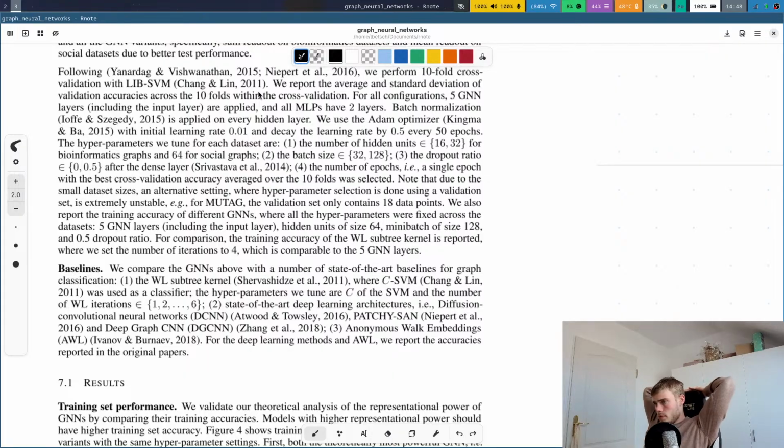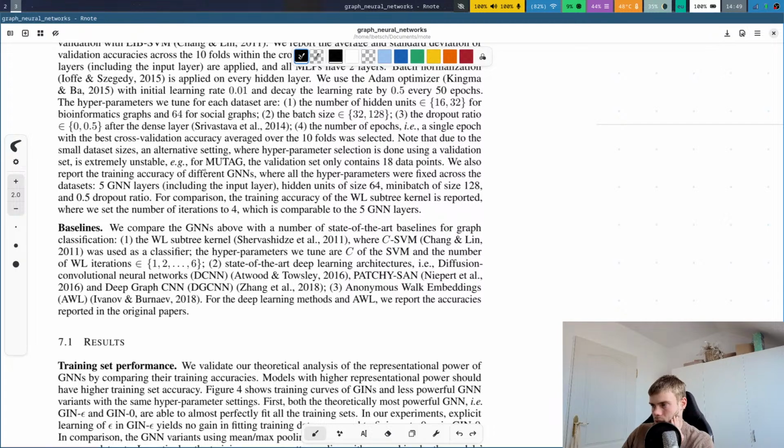Example given from MUTAG, the validation set only contains 18 data points. Yeah, of course. If your validation set only has 18 data points, of course your early stopping or whatever is very unstable. We also report the training accuracy of different GNNs, where all the hyperparameters were fixed across datasets.